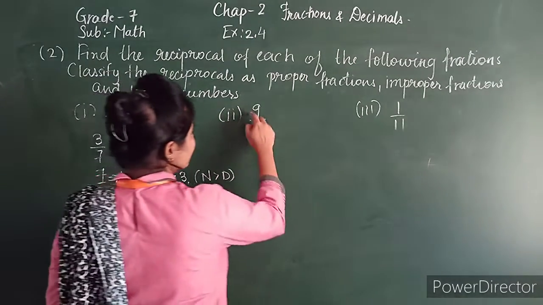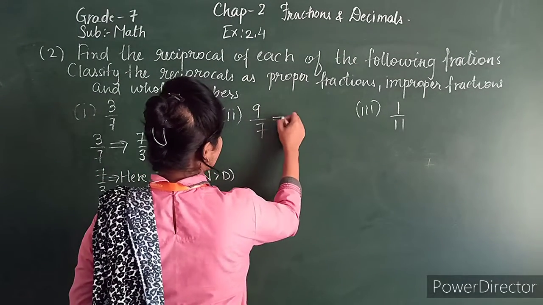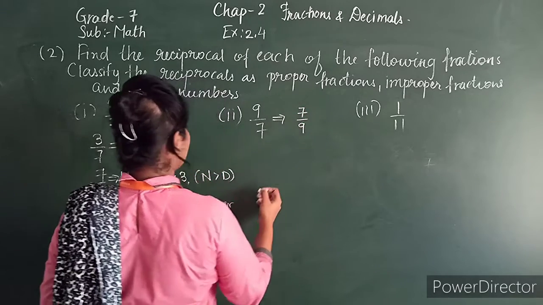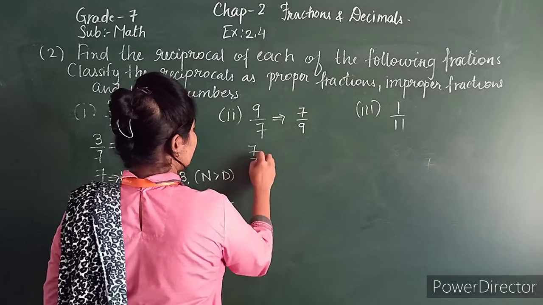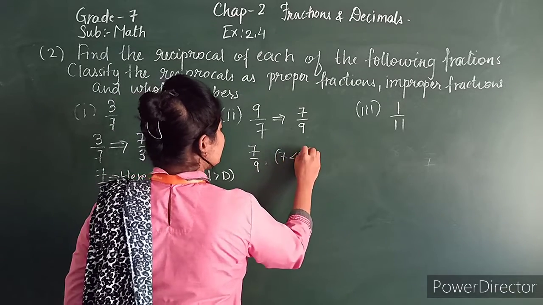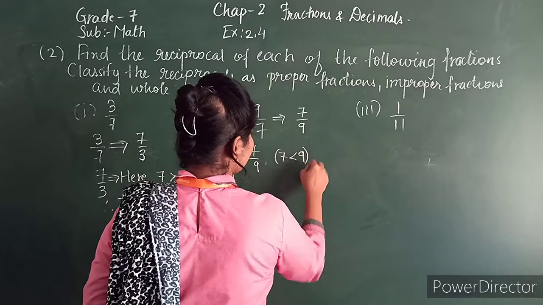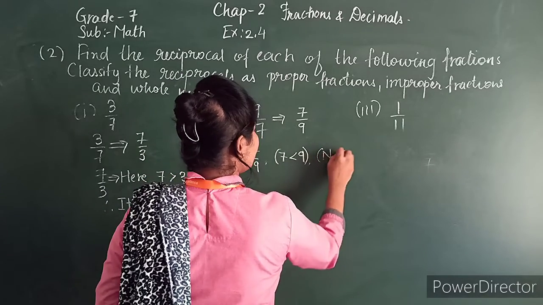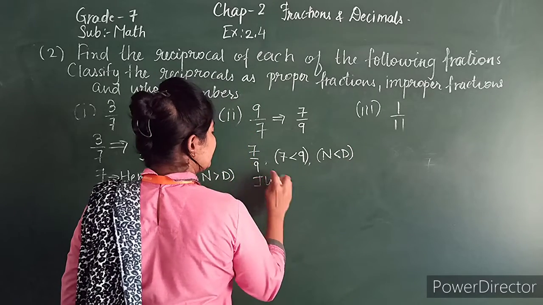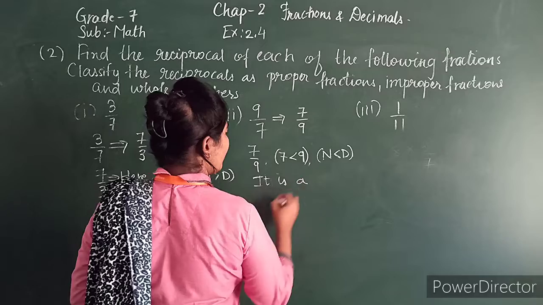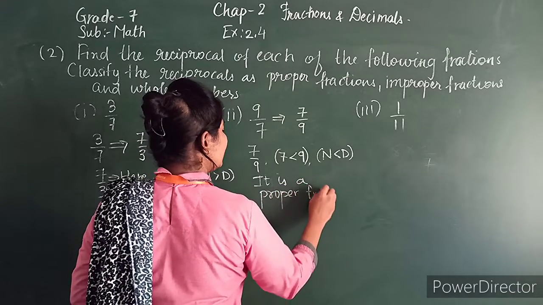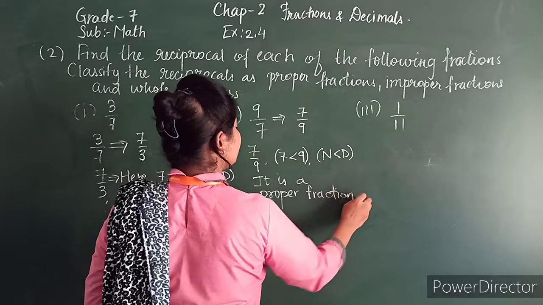Now next number, 9 upon 7. So here the reciprocal of 9 upon 7 is 7 upon 9. So here we have to write like this. Here 7 is smaller than 9. It means numerator is smaller than denominator. So it is a proper fraction. It is a proper fraction.